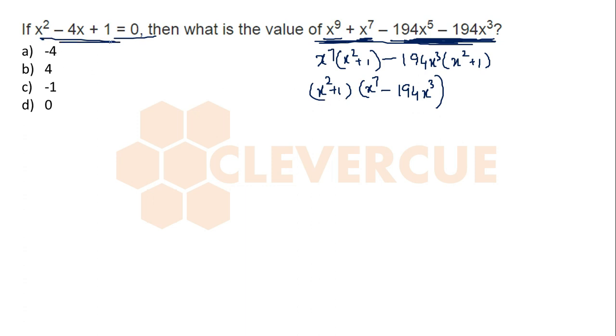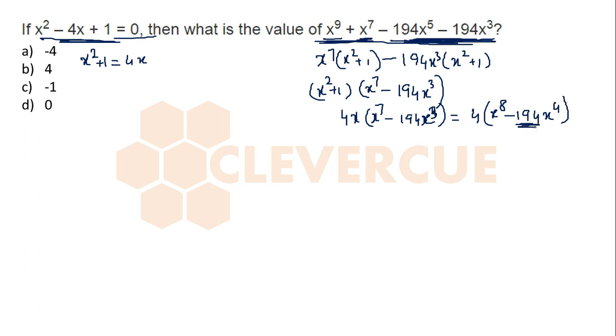Now if you consider this given equation, here you have x square plus 1 as 4x. So you can substitute this over here. Now here you will be having 4x into x to the power of 7 minus 194 x to the power of 3, sorry, this is 3. And now from here this will be equal to 4 into x to the power of 8 minus 194 x to the power of 4.